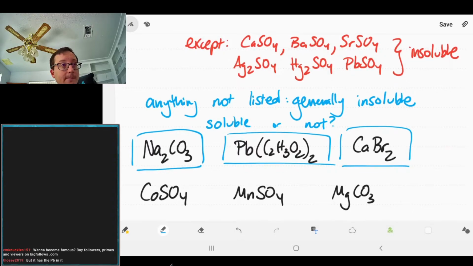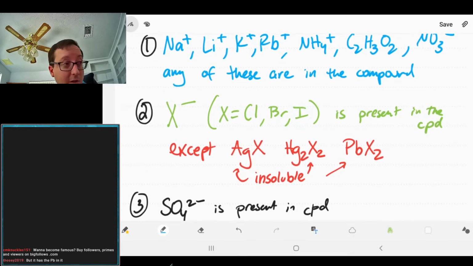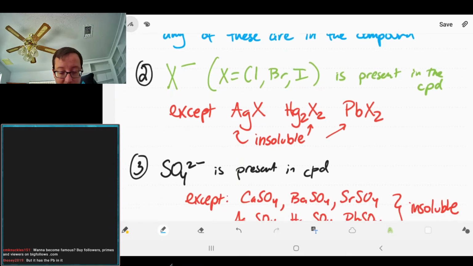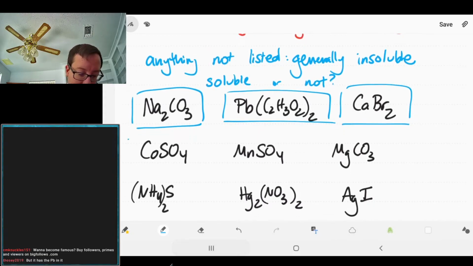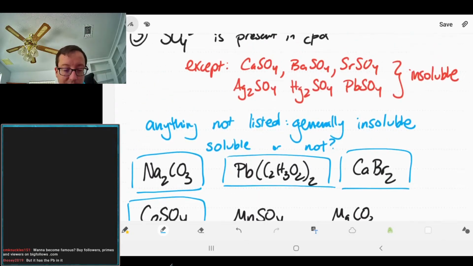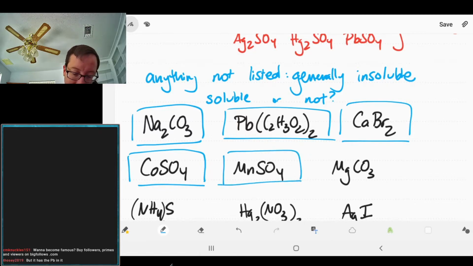Cobalt 2 sulfate. Let's go ahead and look at our rules. Aha, we have a rule for sulfates. Generally, sulfates are soluble, but we have a few exceptions. Do we have cobalt as one of these? Calcium, barium, strontium, silver, mercury 1, lead 2. Those are the exceptions. Cobalt is not an exception. So therefore, cobalt 2 sulfate should be soluble because it's got the sulfate. Most sulfates are soluble. And indeed, we're going to see manganese 2 sulfate is not an exception either. It's got a sulfate. It's going to be soluble. Not an exception.